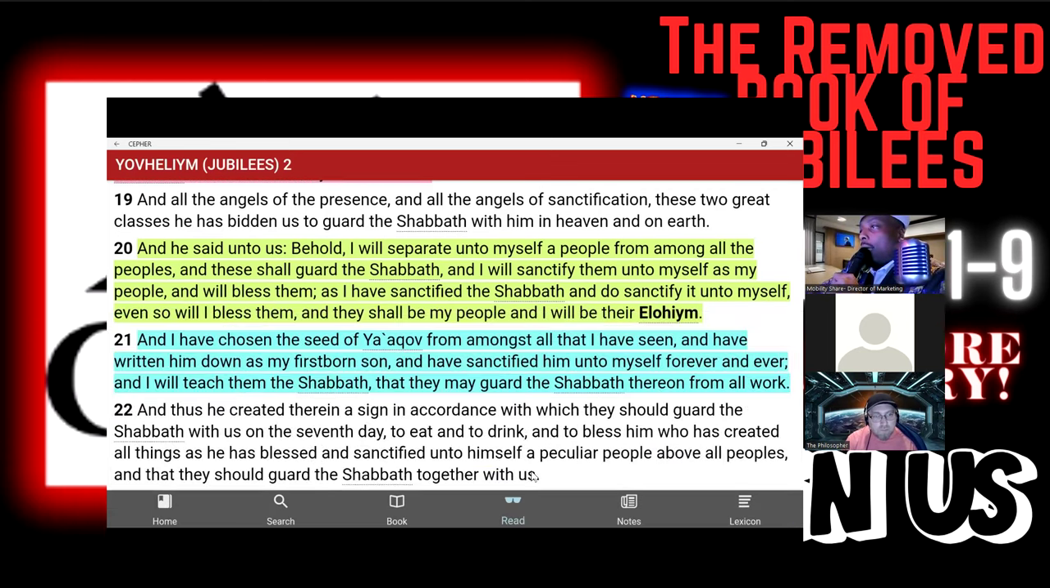Okay. And then he goes in verse 21, he says, "And I have chosen the seed of Jacob from amongst all that I have seen, and have written him down as my firstborn son, and have sanctified." I had a question. Now, why is the Most High addressing Jacob as the firstborn here when we know that truthfully Esau was born first? Wasn't it some trickery that went on in the womb with these two brothers? Didn't one grab the heel?